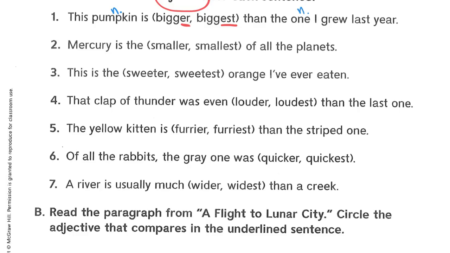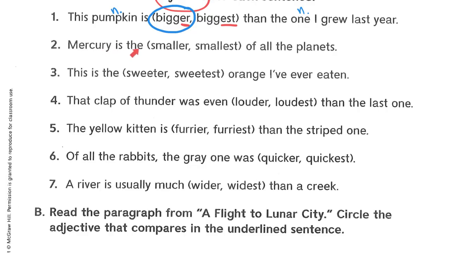So if I were to ask you how many nouns do I have, I've got one pumpkin, and then I'm talking about the one pumpkin I grew last year. That would be two. Sorry that my phone went off. That was loud. So if I have a two, the rule says, then I'm going to use ER. So I have to say this pumpkin is bigger than the one I grew last year. I would only use biggest if I was comparing more than two things, okay? Let's take a look at number 2.